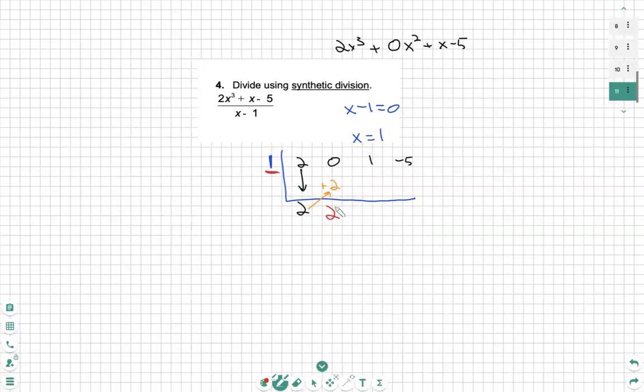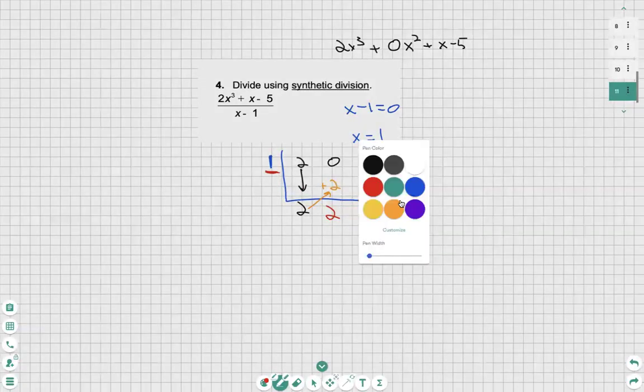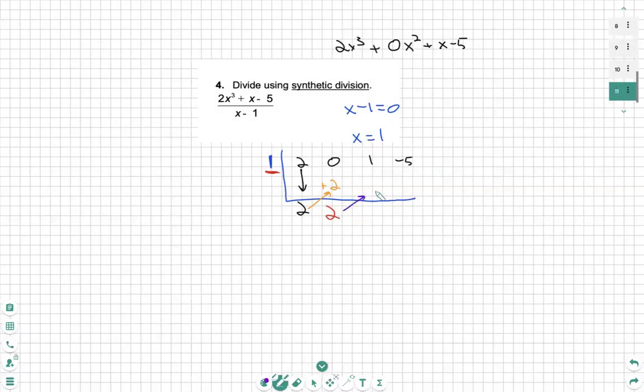Now we're going to do 1 times 2 one more time. That's going to give us a value that we're going to put there. So it's going to be another plus 2. When we combine these terms, we notice that they're both positives. So 1 plus 2 is going to be a 3. Again, we do 1 times 3, and we're going to put that value up there, and we see it's 3. -5 plus 3, and we get -2.